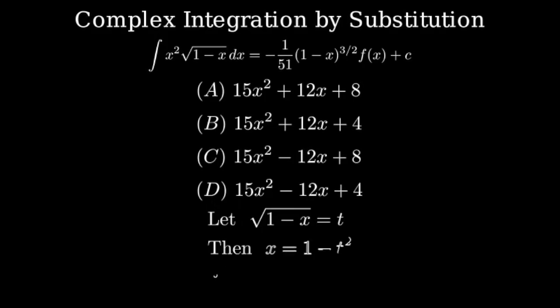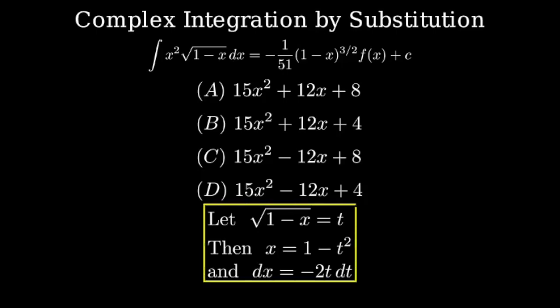The key to solving this integral is making a clever substitution. Let's let t equal the square root of 1 minus x. This means that x equals 1 minus t squared, and dx equals negative 2t dt.